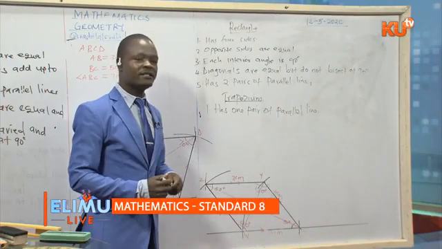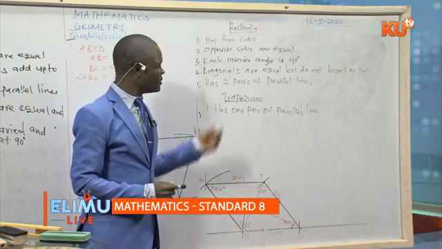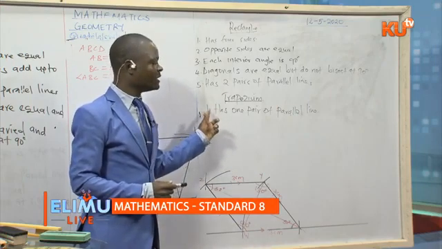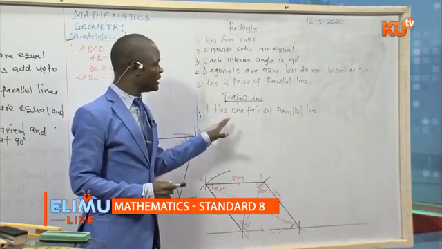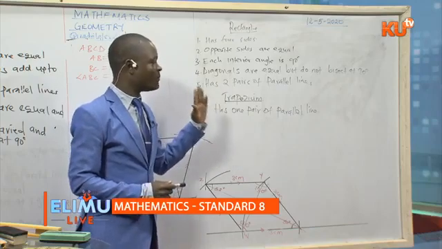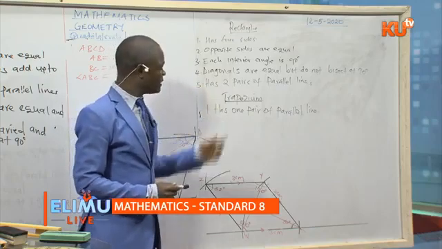Many times you can be asked this question, so make sure that you don't miss it. This is the only quadrilateral that has one pair of parallel lines, as you have seen on the slide.